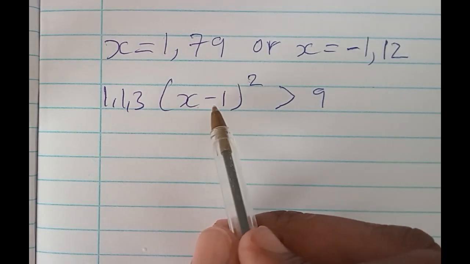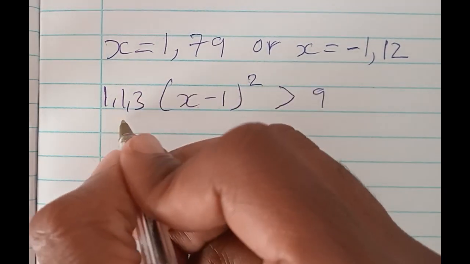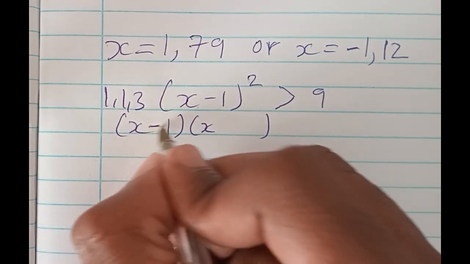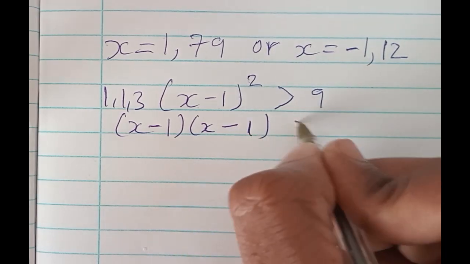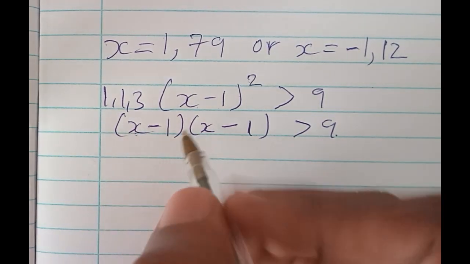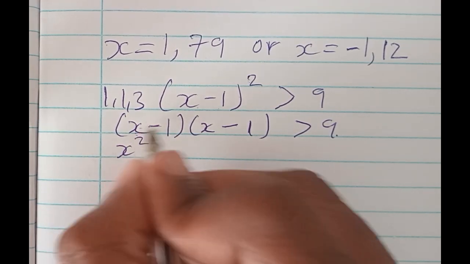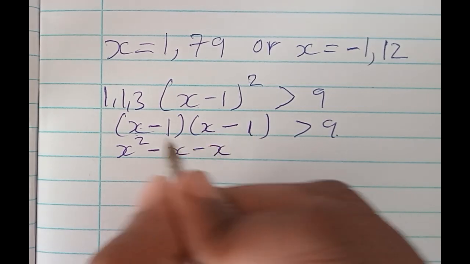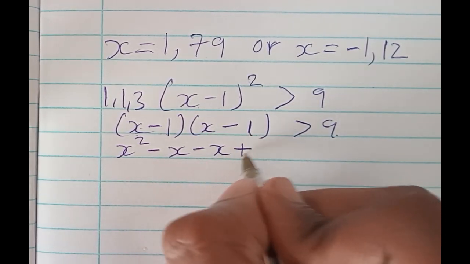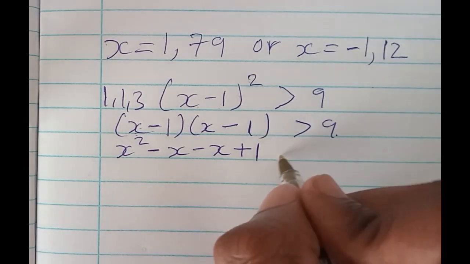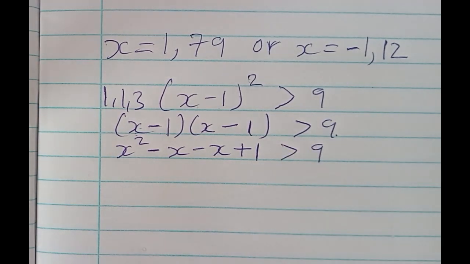So here we have (x - 1) squared, so we'll have to open two brackets: (x - 1)(x - 1). After here I shall break the bracket, so I'll say x multiplied by x is x squared, x multiplied by -1 is -x, -1 multiplied by x is -x, -1 multiplied by -1 is +1, because I said a negative multiplied by a negative is positive, remember. So it's greater than 9.